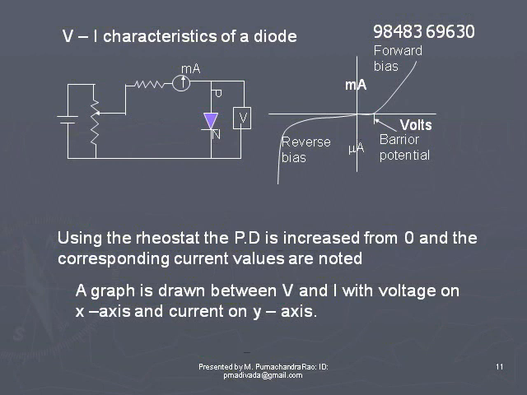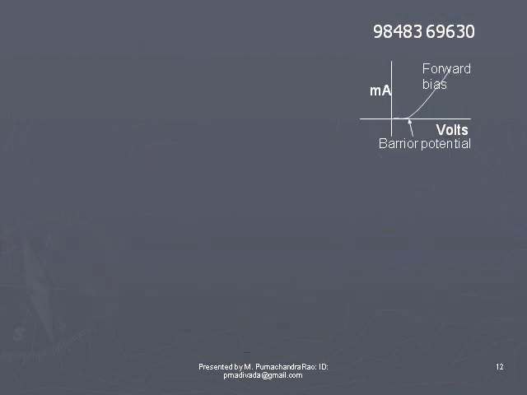Initially the current will be very small, and that small current will be increasing slowly, and after reaching a certain value there will be a large current in the diode, even in the reverse bias case also. So such a curve is known as the VI characteristic curve of a junction diode. Let us analyze the curves.